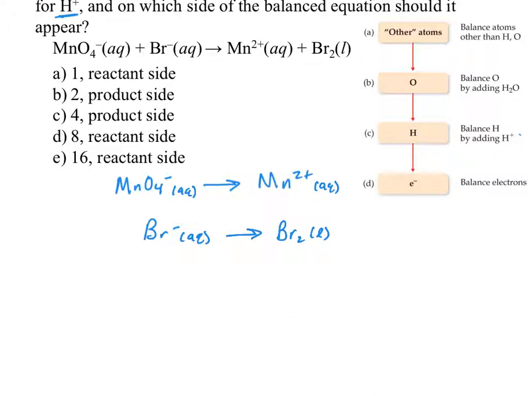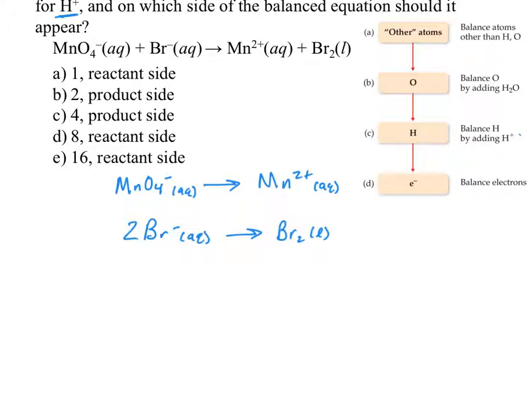Okay, so now we balance our other atoms, so things other than oxygen and hydrogen. We've got one manganese on the reactant side, one on the product side in our first half reaction, so that one's good. For bromine, we have one bromine on the reactant side, two on the product side, so we need to balance with two bromide ions.